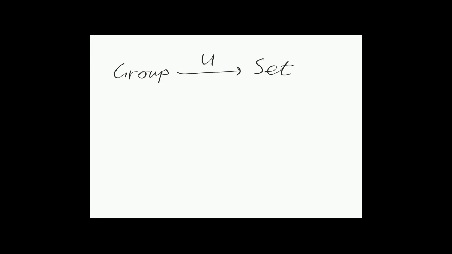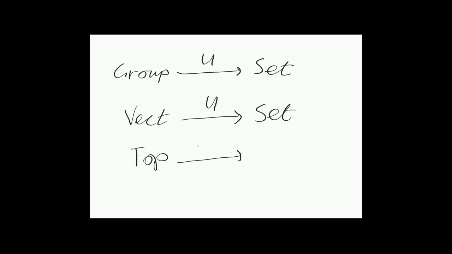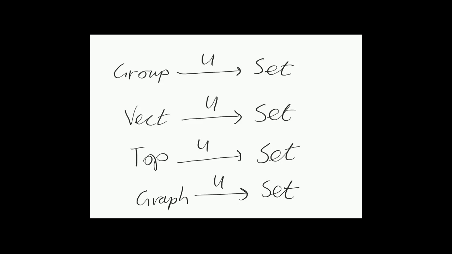Okay, here's another functor. This one takes vector spaces and it forgets the structure of the vector space and just returns the elements. It's another forgetful functor. There's another kind of functor like this that takes a topological space and it forgets about the topological structure and just gives the set of points. There's another forgetful functor which takes a graph and it just returns the set of edges of that graph. So these are all forgetful functors, and the ideas I'm going to talk about today can be applied to any of these situations and many more.